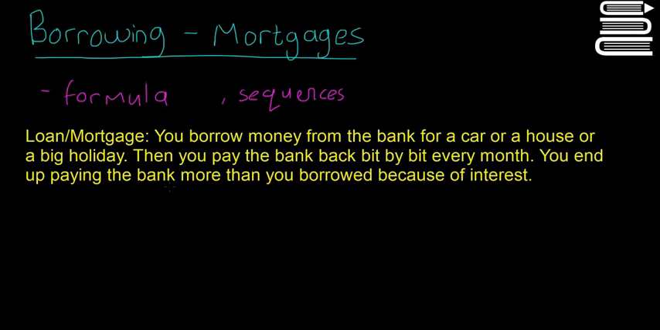So first I'll just quickly go through what a loan or mortgage means. A loan or mortgage means you borrow money from the bank for a car, a house, or a big holiday or something like that. Because you don't have the money at the time, you borrow a big amount, like 10,000, and then you pay the bank back bit by bit every month. Whenever you earn money yourself, you can pay them back in smaller amounts, and you end up paying back all of the money you borrowed eventually. You end up paying the bank more than you borrowed because of all the interest that accumulates, and that's how the bank makes money basically. But you have to borrow the money because you don't have enough to buy the house straight up.